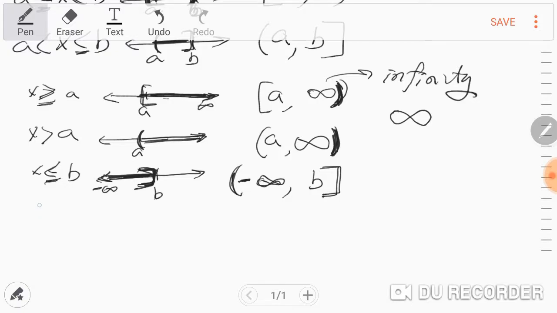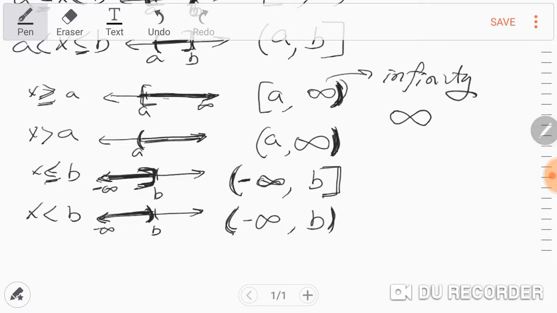Okay, let's try another one. How about x is less than b? X is less than b, do the same thing. Here's the number b. X is less than b, so left of the number b, and b is not included, so use parentheses. And the left side is infinity, but the sign is negative. So we write starting from negative infinity all the way to b. Negative infinity is always parentheses, and the number b is not included, so use parentheses.